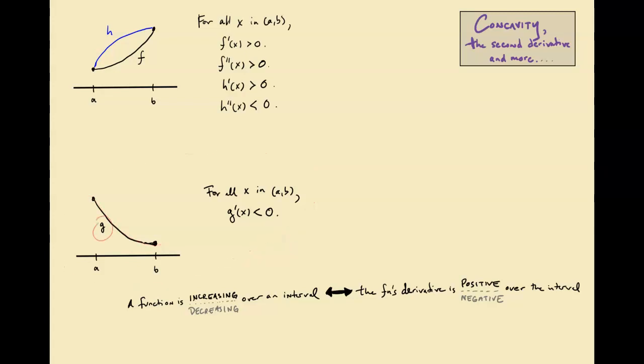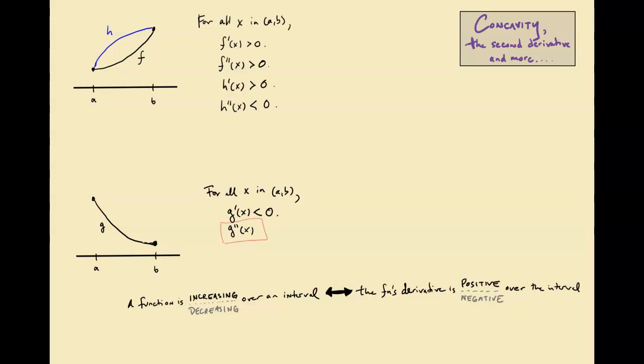Given this graph of g, we've already said that for all x in the interval, g prime of x is going to be negative because the function is decreasing. Well, what about g double prime, the second derivative of g? Will that always be positive? Will that always be negative? Or some mixture of the two? Well, let's think about our graph and what the second derivative tells us.